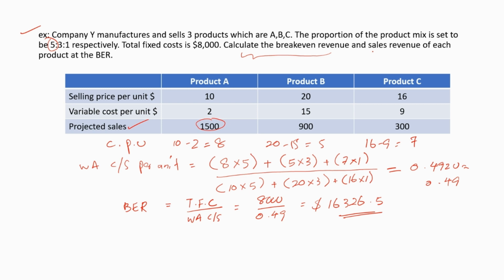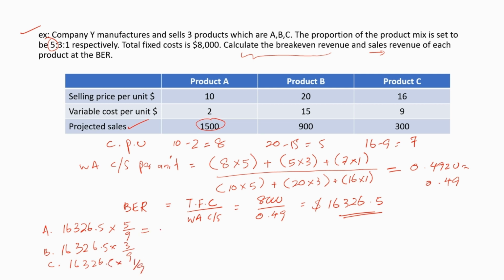Now let's do the second part, which is to calculate the sales revenue of each product at the break-even revenue. For product A, the break-even revenue is 16,326.5. We multiply this value by the proportion of product A in the product mix. So there are 5 units of product A in the product mix, and there are a total of 9 units in the product mix. For product B, 16,326.5 multiplied by 3 over 9. For product C, 16,326.5 multiplied by 1 over 9.